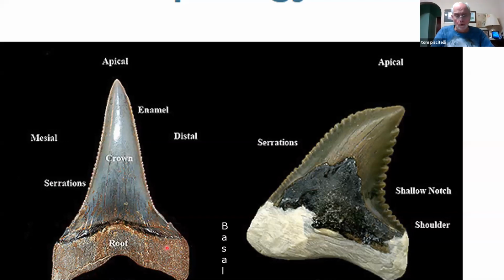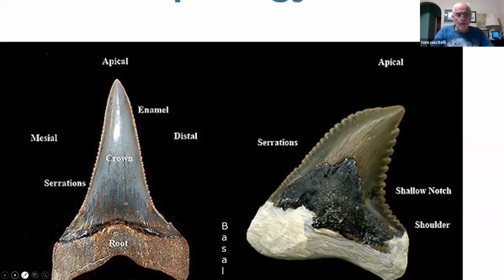Two other technical terms in this picture are at the top, apical, A-P-I-C-A-L, and at the bottom, in the middle, it says basal. The top of each tooth is labeled apical. Apical refers to the area toward the tip portion or the apex of the crown. Basal is the area where the base of the tooth joins the tooth's root.